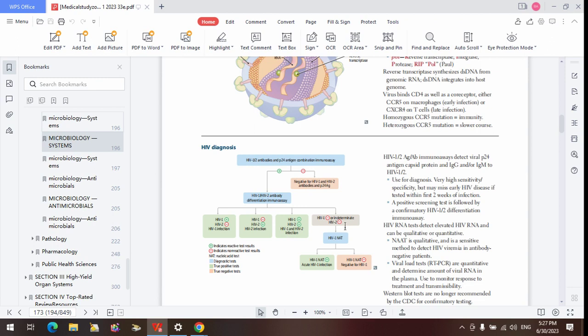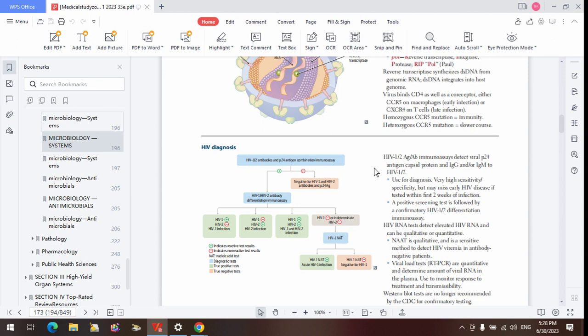So if HIV-1 and HIV-2 antibody are not there, what do you guys think is likely happening? Anybody? And P24 is positive. What do you guys think is likely happening? If this person is having indeterminate HIV-1 and HIV-2, both of them are negative, or non-reactive, rather, what do you think is happening? Can it be window period? No. Let's say window period. Yeah, window period.